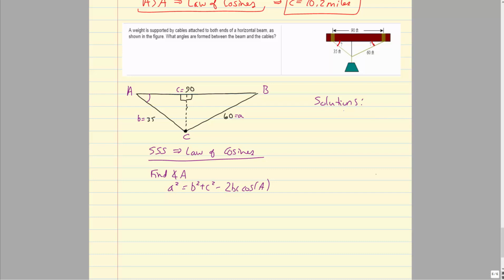So solutions, angle A is 25 degrees, and then angle B would be 14 degrees. Now if you wanted to find angle C, you could do that as well, but it's not being asked for. What it's asking for, what are the angles formed between the beam and the cables? So that's this A and this B. So again, I'll have you work on this one yourself to make sure you can match those solutions. But again, if you get stuck, please let me know because I'm happy to help with these.